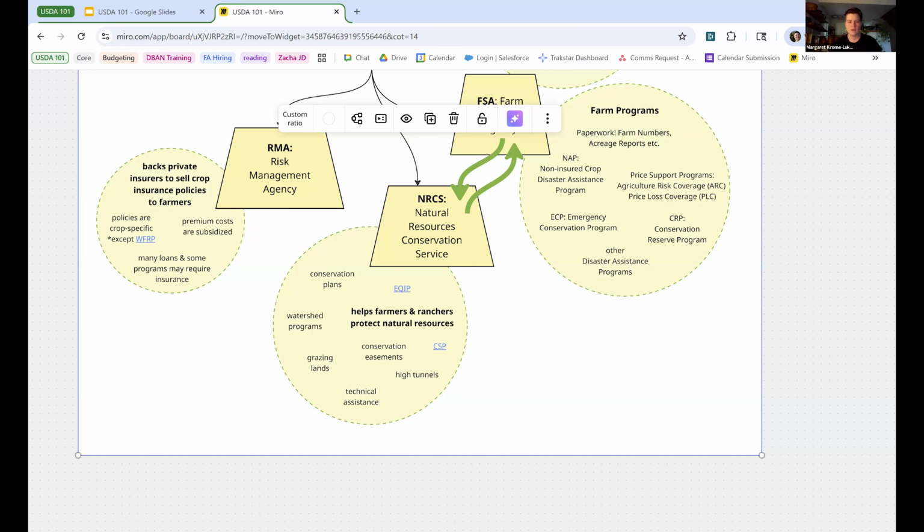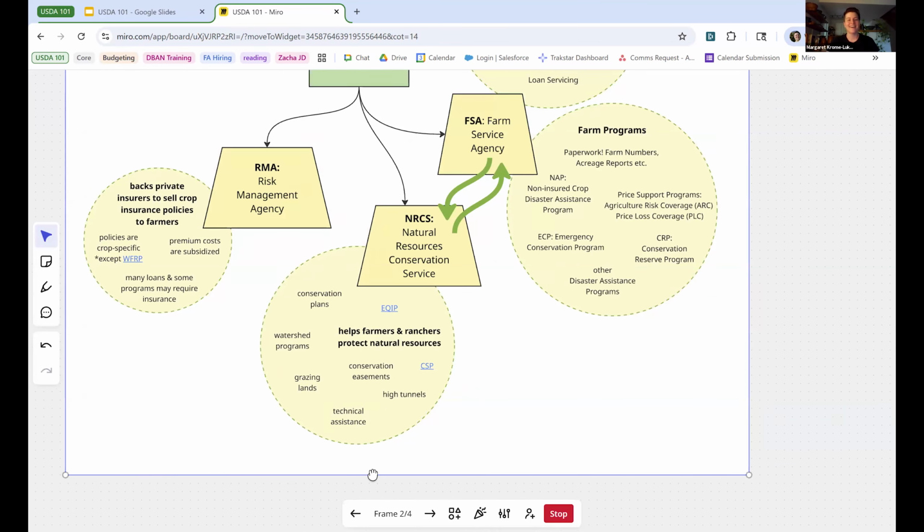I think we'll leave NRCS there for the moment, though we are going to come back to it. And talk a little bit about FSA.